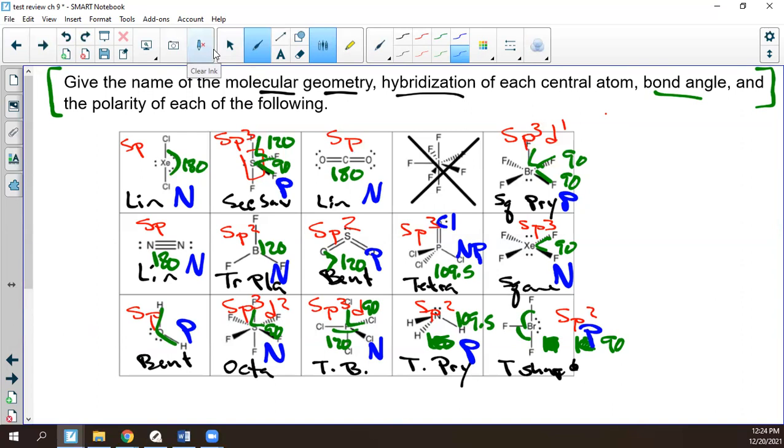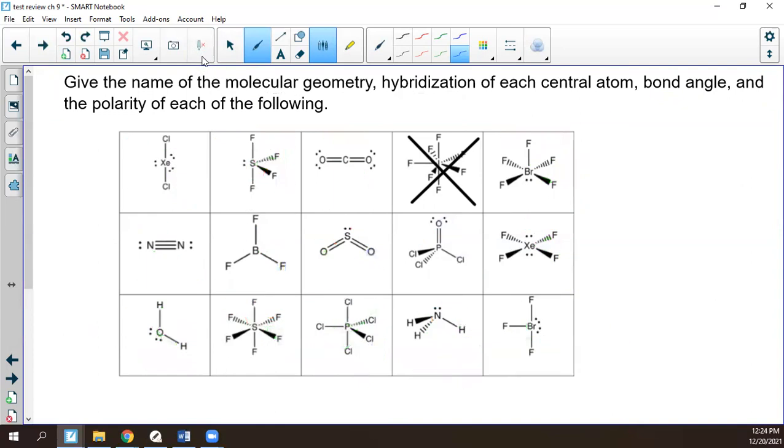Did everyone get the picture they wanted before I erase? Okay, I'm going to erase. Where's the linear with all the extra ones? Oh, the first one, yeah. This one has unshared pairs, but they themselves are all in the same plane, so they don't affect the polarity. But pretty much most of the time you would. Okay, I got to move on.